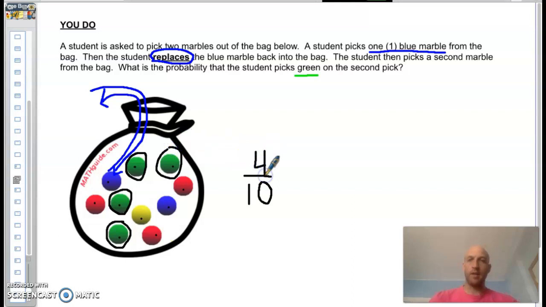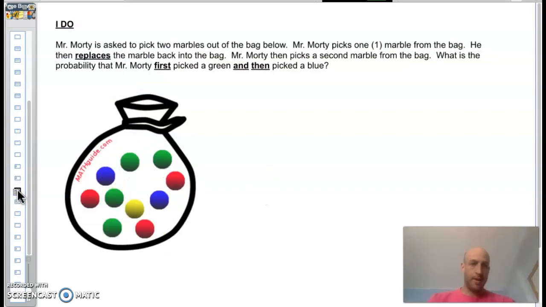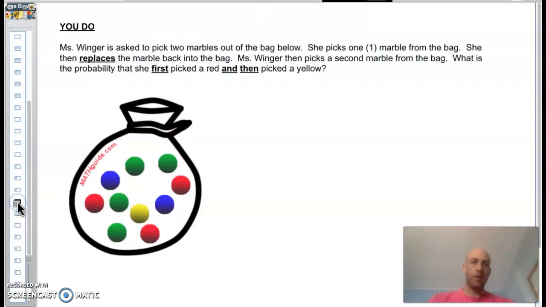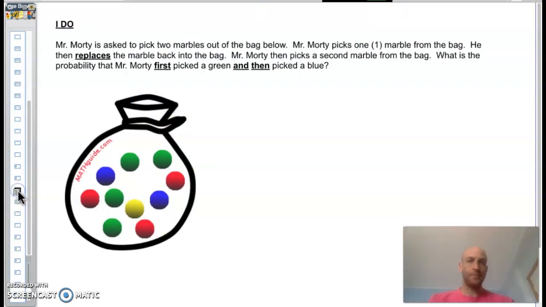So the probability of picking a green on the second pick is 4 out of 10. All right, let's up the rigor a little bit and move on to something a little more challenging. Same thing. I'm going to do this problem, and you are going to try the next problem.